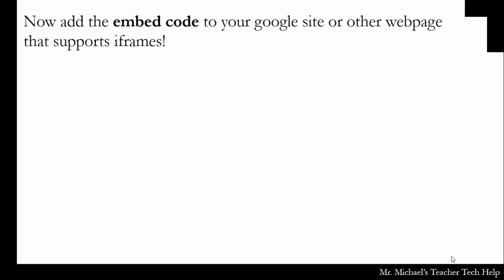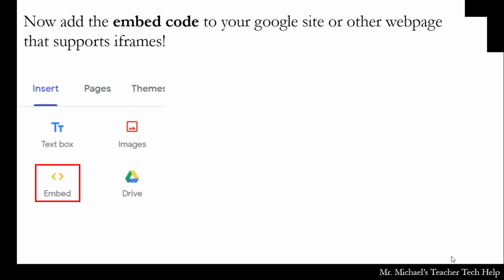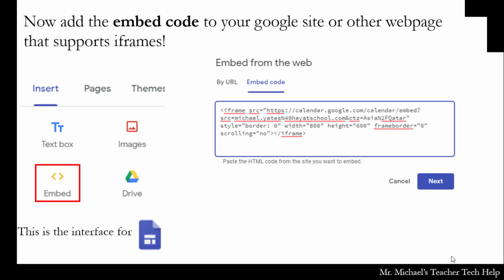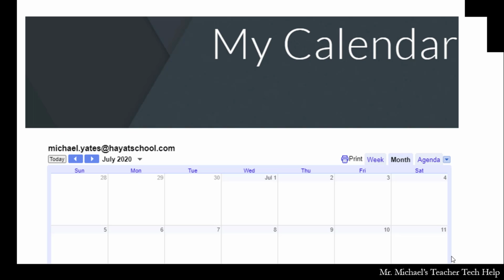Now add the embed code to your Google Site or other web page that supports iframes. Insert, click on the embed. This is the actual interface for Google Sites. I will be doing another PD on this, but it is a very useful little web builder, and it's great for student work. Then you click the embed code, and there you have it. Paste it in there, click next, and you will have a lovely calendar on your web page.